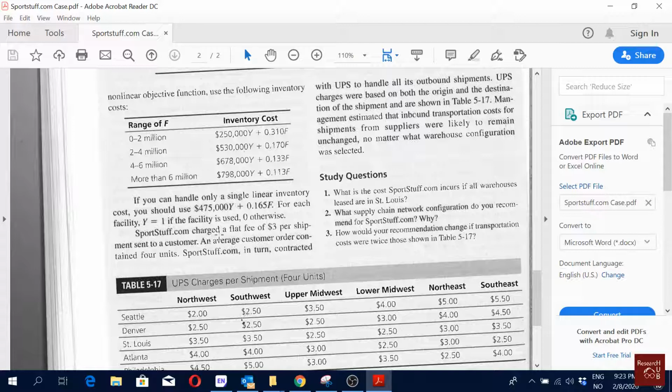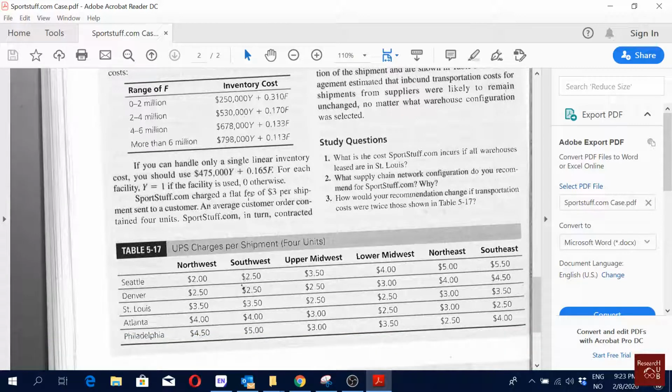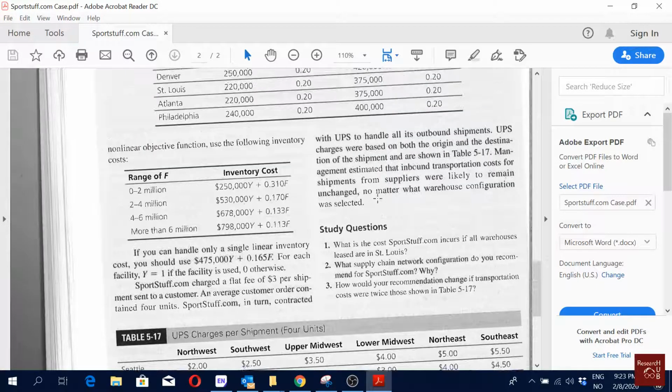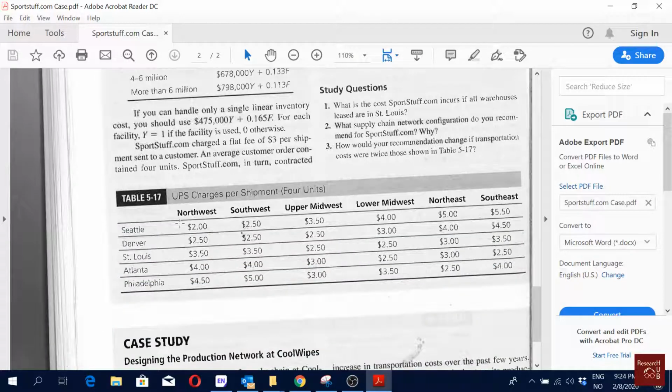Also, one more thing we have to note down is that SportsTuff charges the customers $3 per shipment. And here you also have to note down that each shipment actually has 4 units. But then what they do is they give this transportation task to UPS, and the cost for that is summarized here. So the cost is per 4 units, you have to remember that.